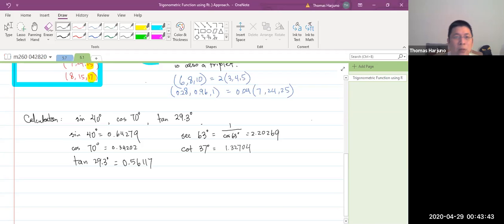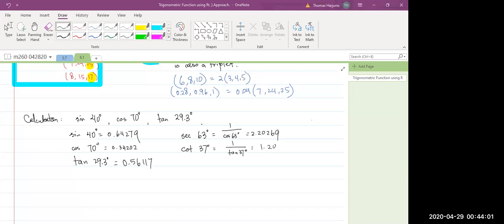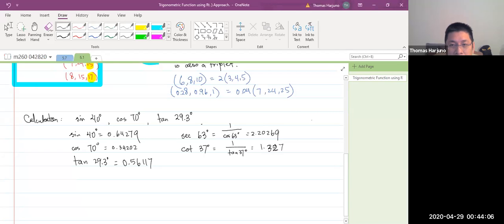1.32704. Okay, but you know what? When you do it in your test, I need you to still write it this way. I need you to write it this way: 1 over tangent 37 degrees, then 1.32704. Yes. Okay, now that's the calculator one.